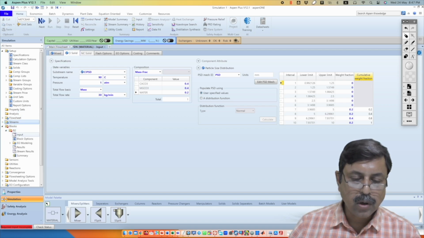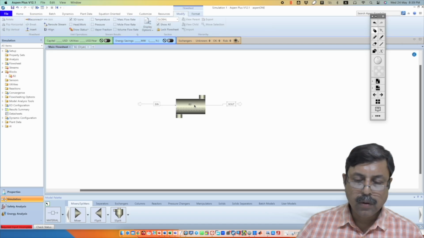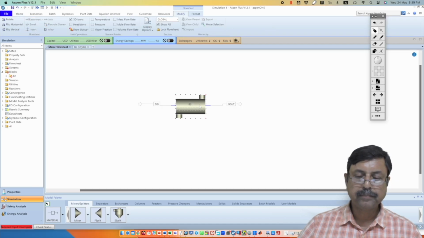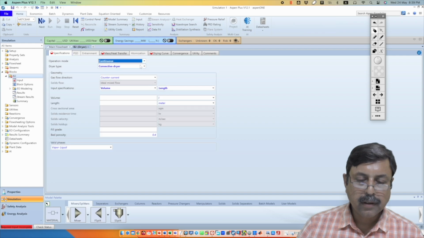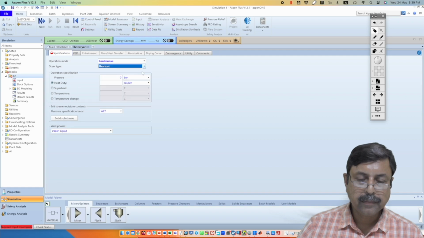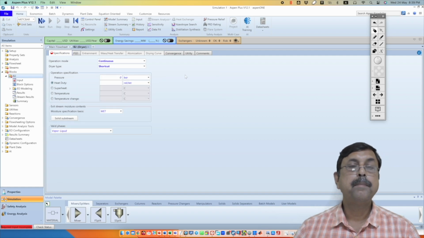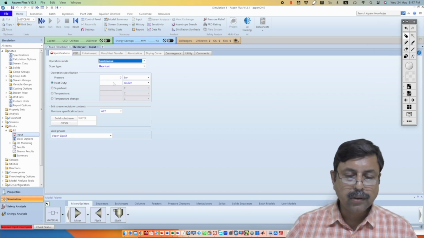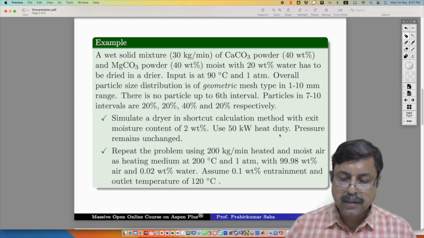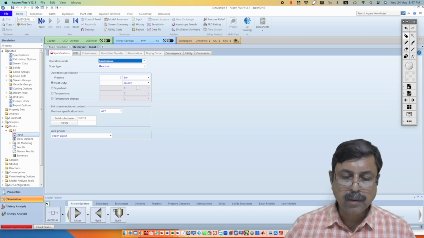Now go to the block once again. Now open it. So this is continuous and shortcut. Pressure. Pressure is 1 atmosphere, right? So the pressure it operates at, so pressure remains unchanged in this problem. So let us say 1 atmosphere.